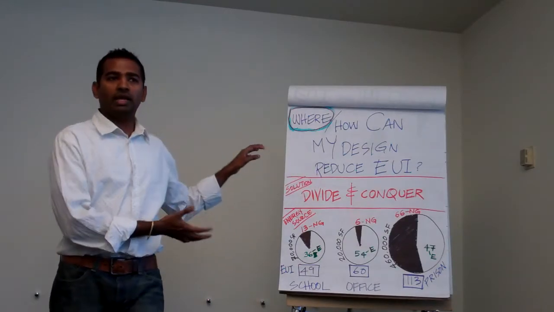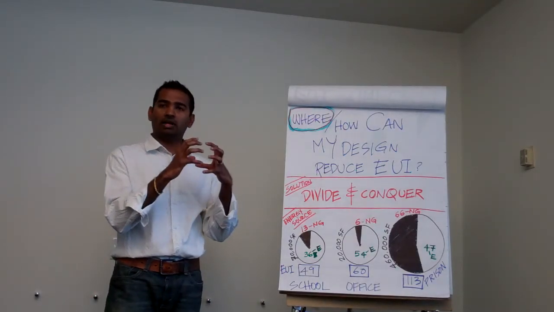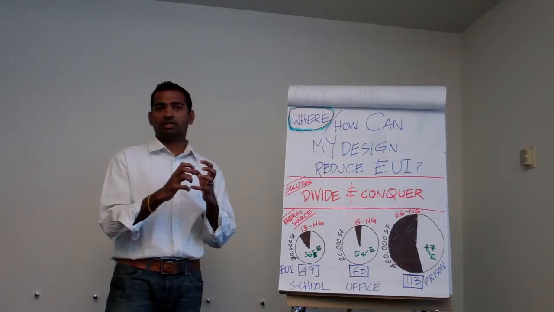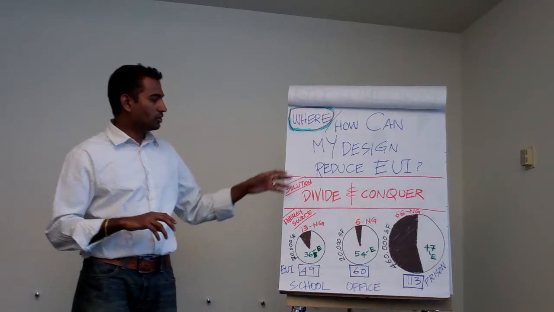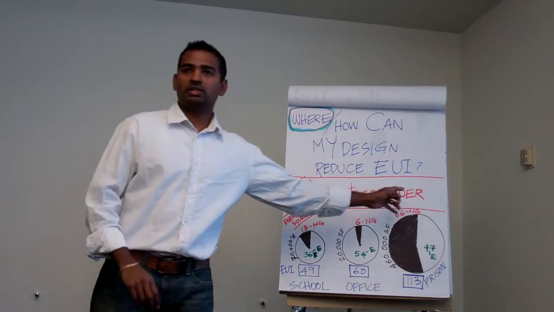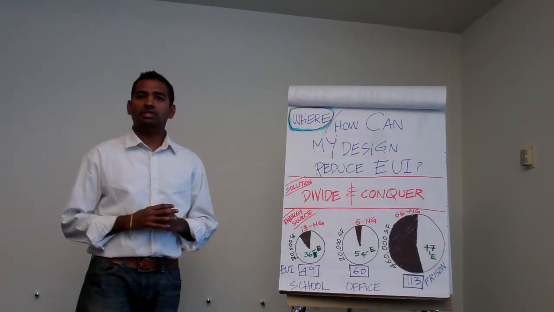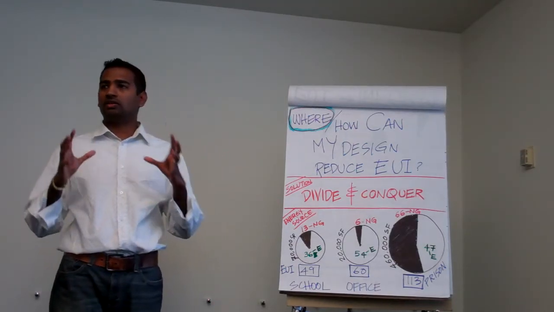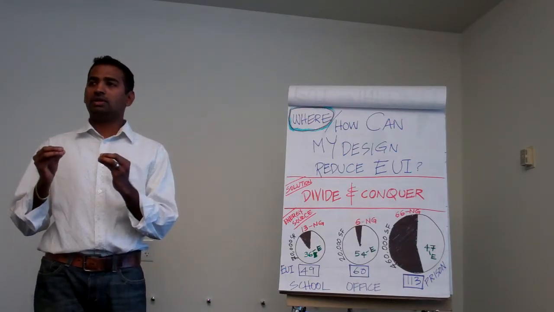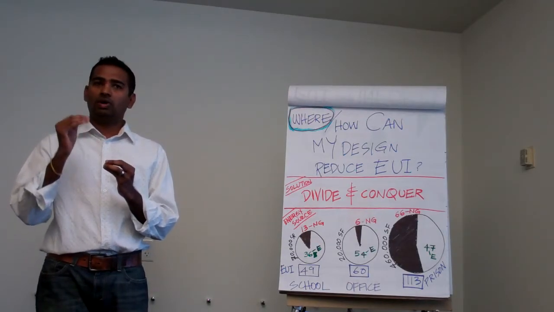So I'm going to break this energy modeling, or energy analysis, process into very simple terms so that we can attack it one at a time. The solution to that is the old British saying, divide and conquer. We're going to divide and conquer this EUI as much as possible so that it makes sense one step at a time.